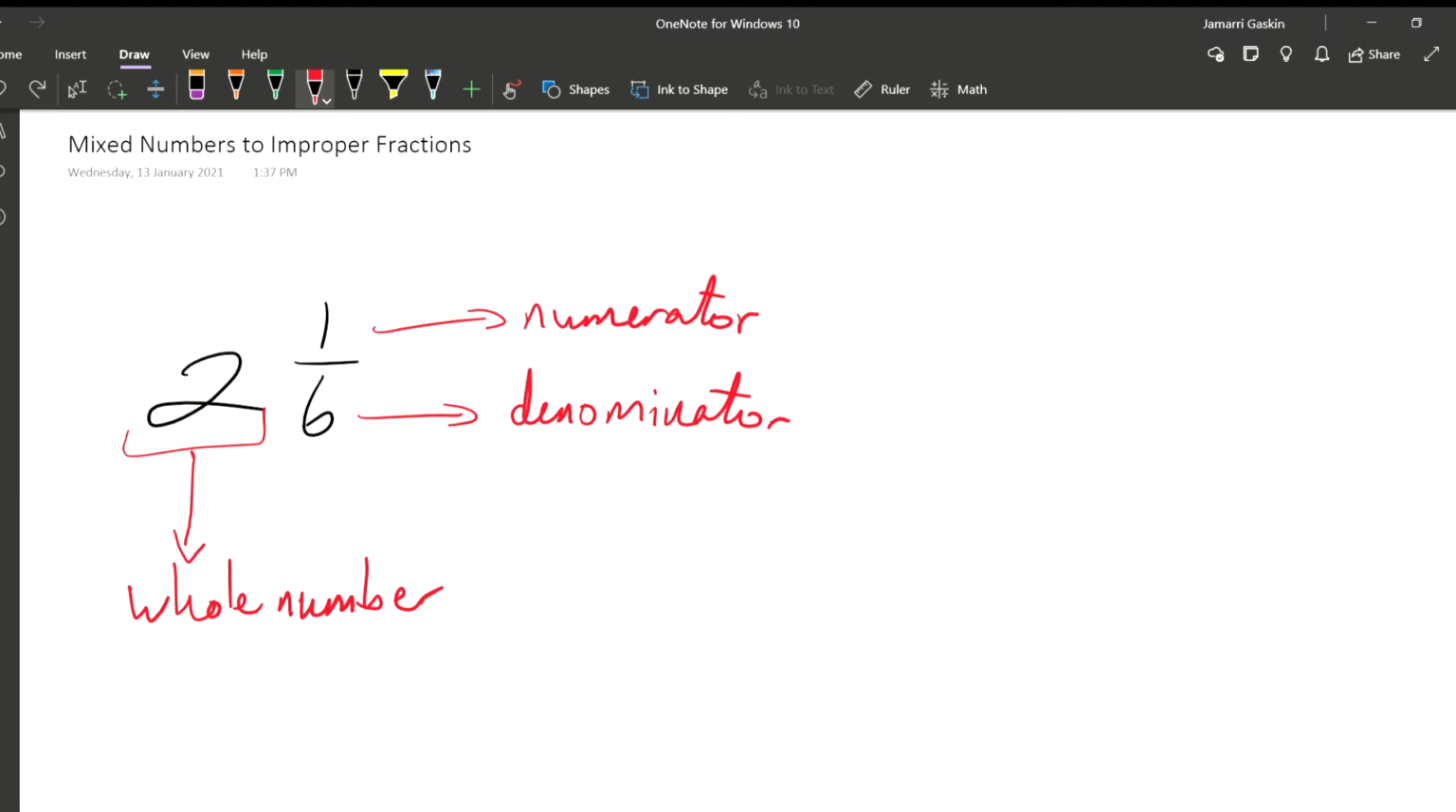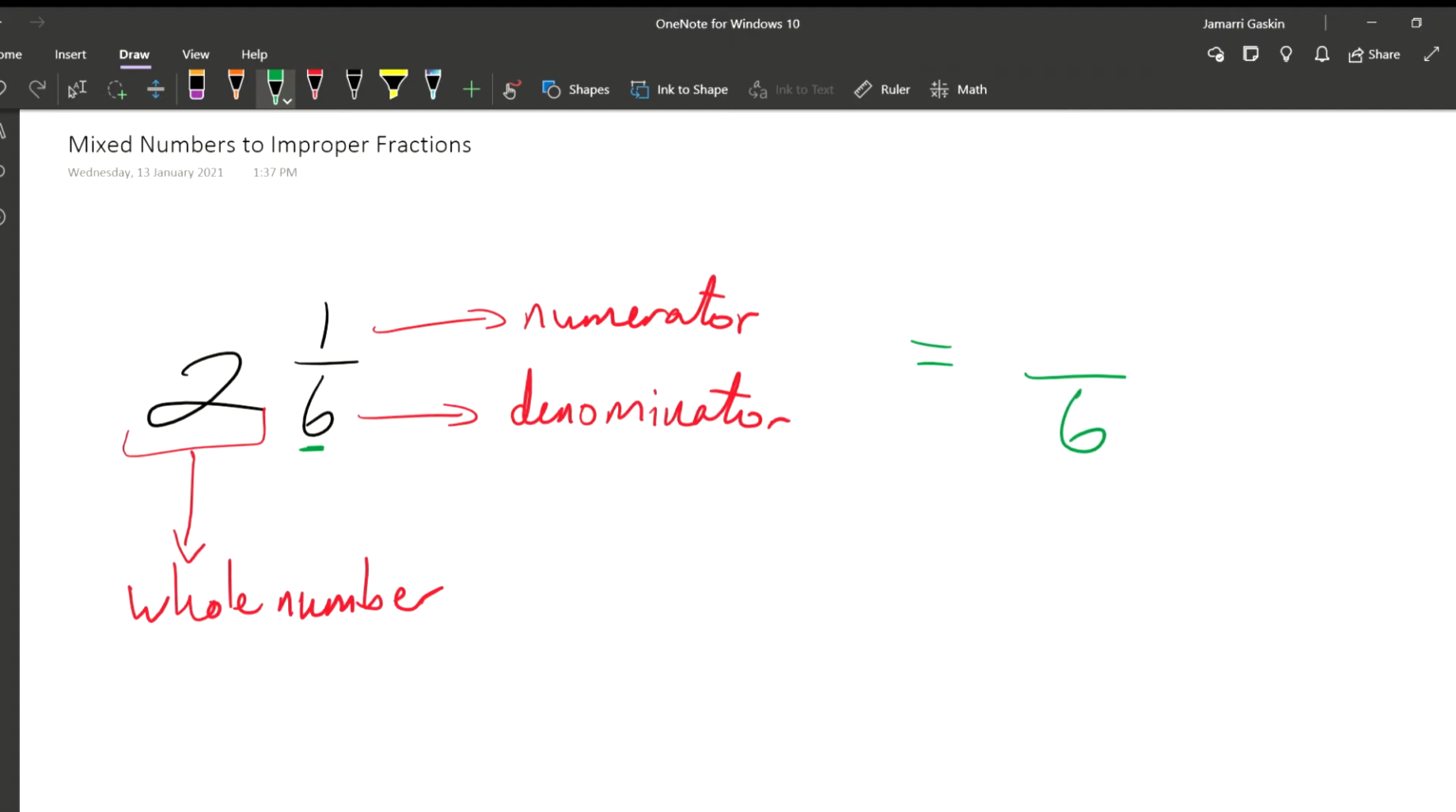Now, before we even start working it out, I can tell you part of our answer. Because our denominator here is 6, our final answer's denominator is also going to be 6. So when you're converting mixed numbers to improper fractions, you already know half the answer. The denominator is not going to change. So all we are really doing is trying to find what the top number is going to be. And to work that out, it's quite simple.